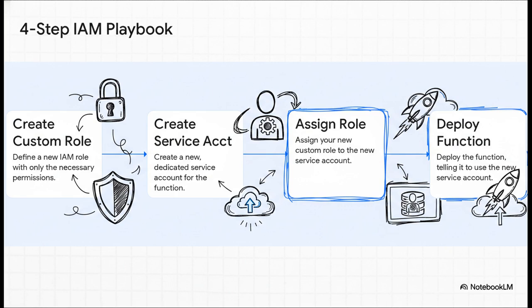And here is the 4-step playbook to do this the right way. First, you create a custom IAM role, that's Identity and Access Management, and you put only those 2 specific permissions in it. Second, you create a brand new service account that will only be used by this one function. Third, you assign that new custom role to your new service account. And finally, you deploy your function. But this time, you tell it to run as this new, tightly restricted identity.